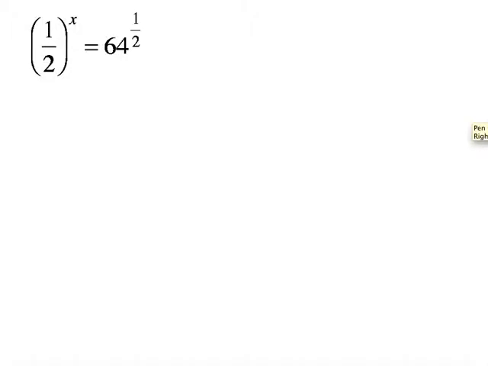1/2 to the x power equals 64 to the 1/2 power. Okay, first of all, before you all panic about the 1/2, let's write this another way. I can write that as 2 to the negative first power. Why? Because it's in the denominator. Remember this is like 1 over 2 to the first. So if I want to move it up, it would be like 2 to the negative first. Equals 64 to the 1/2 power.